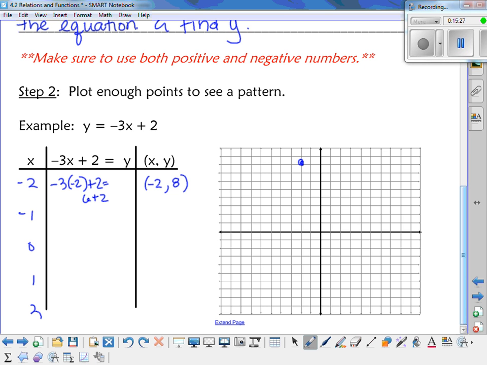Then if I plug in a -1, I have -3 times -1, which is +3 plus 2. So 3 plus 2 is 5. So my point over here, if I put in a -1, I get a 5. And you're going to want to be really careful with your negatives, or else it's going to mess up your graph. All right, you guys plug in 0, 1, and 2 and find the other 3 points, and then go ahead and plot them.